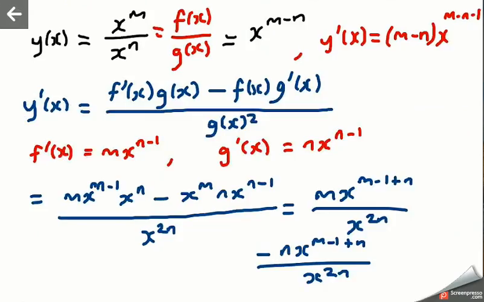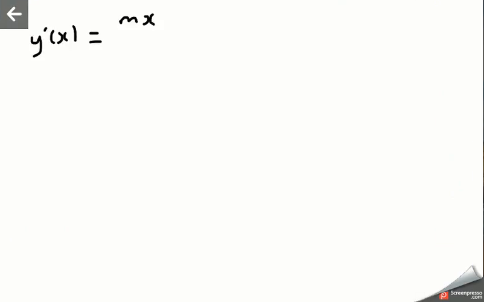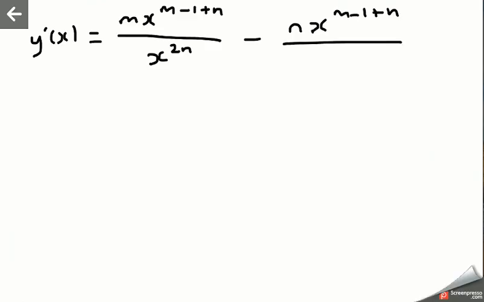So here's where we're at. We're at y prime of x equals, what was it again? I forgot. y prime of x is equal to m times x to the power of, well, I'm going to write it as m minus 1 plus n, and that's all divided by x to the power of 2n, minus n times x to the power of, again, m minus 1 plus n, and that's all divided by x to the power of 2n.